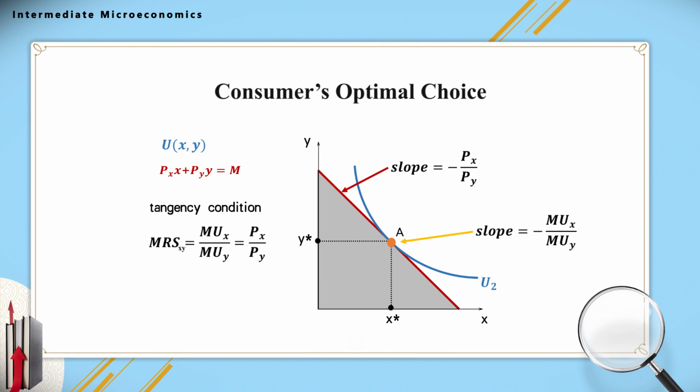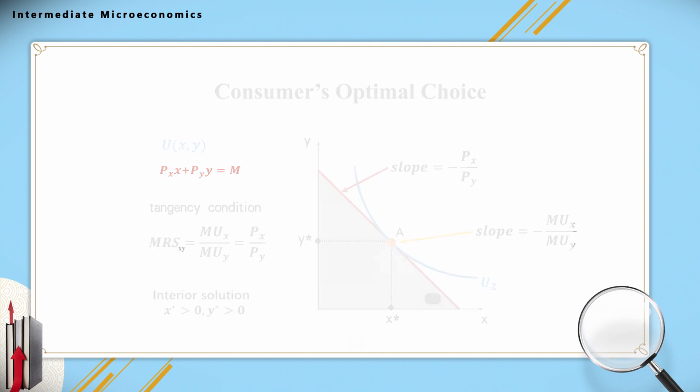Usually, we can find the tangent point between the endpoints of the budget line, which means the quantities of X and Y are both greater than 0. If this is the case, the optimal solution is called an interior solution. The consumer consumes two products at the same time.